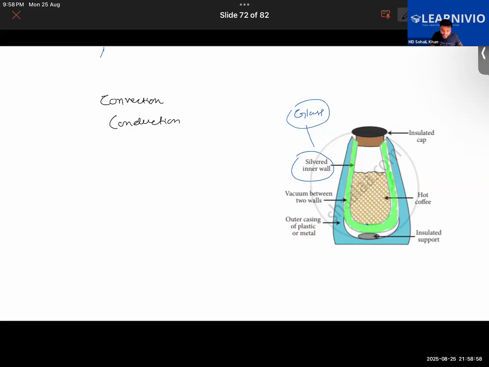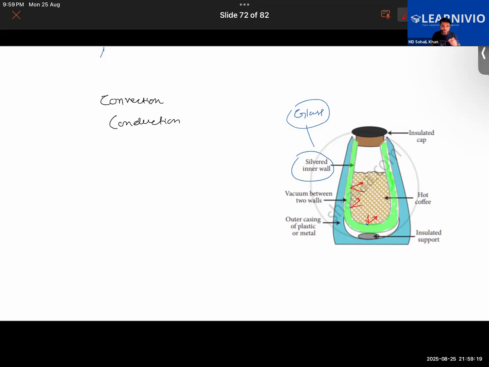Let's say there's heat on it, so it will reflect the heat falling on it. So it will prevent the heat from escaping by radiation, and it will also prevent the outside heat from entering it.